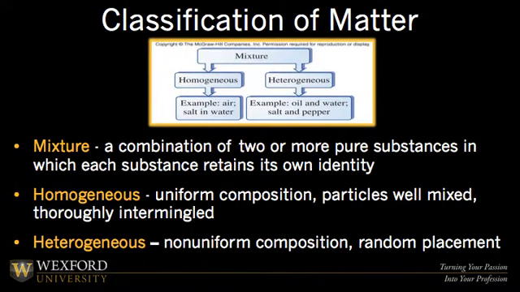Now looking more at the classification of matter in relation to a mixture, again, a mixture is a combination of two or more pure substances in which each substance retains its own identity. However, within mixtures, there's a homogeneous mixture, which is a uniform composition where particles are well mixed and thoroughly intermingled. And there's also a heterogeneous mixture, which is non-uniform composition and random placement.